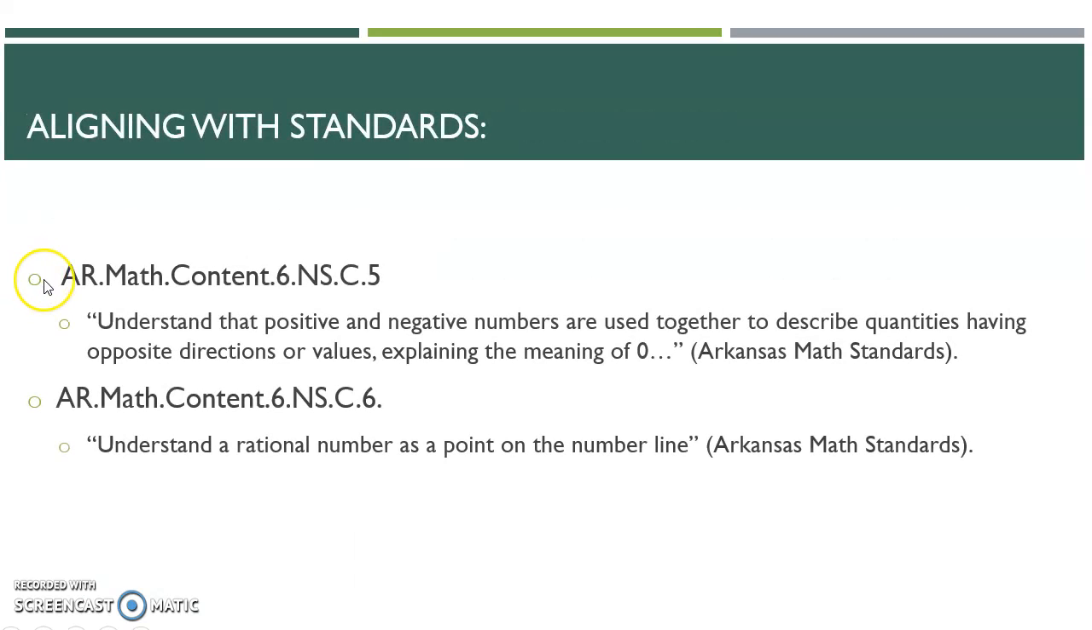Aligning with standards. The two standards that I picked that work best with this lesson are content.6.ns.c.5 and content.6.ns.c.6. Point 5 says, understand that positive and negative integers are used together to describe quantities having opposite directions or values, explaining the meaning of 0. Point 6 says, understand a rational number as a point on the number line.